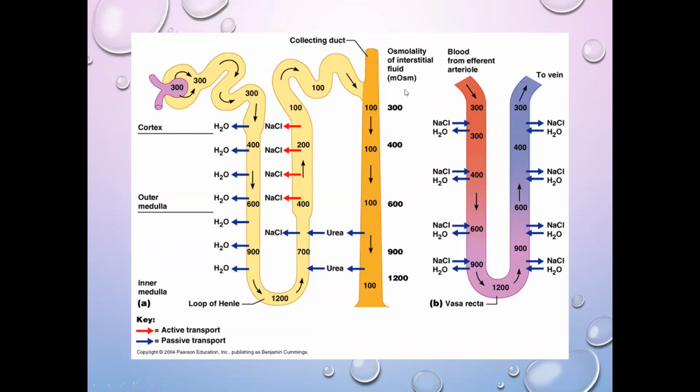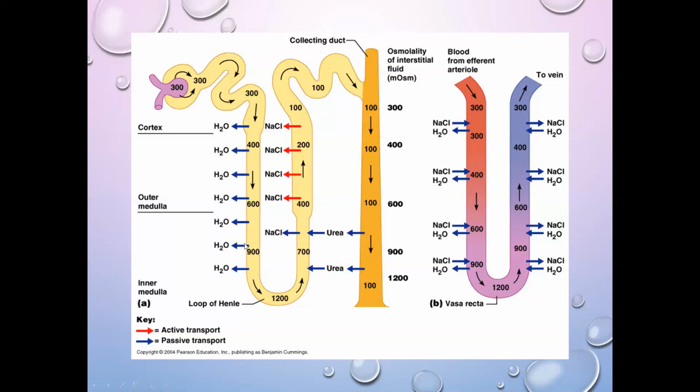If we look up here in the glomerulus, we're going to filter until we're isotonic, so our filtrate is isotonic, and we're going to reabsorb so that our filtrate remains isotonic. But as soon as we get into the thin descending limb of the loop of Henle, which is made out of simple squamous epithelium, it's permeable only to water. So remember, the thin descending limb is permeable only to water. Okay, so freely permeable to water.